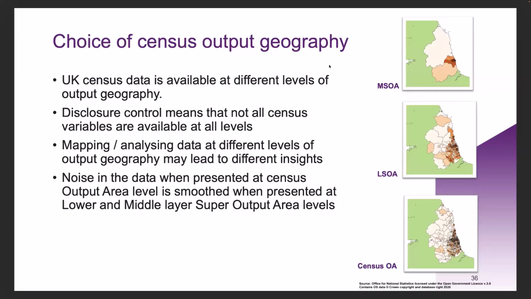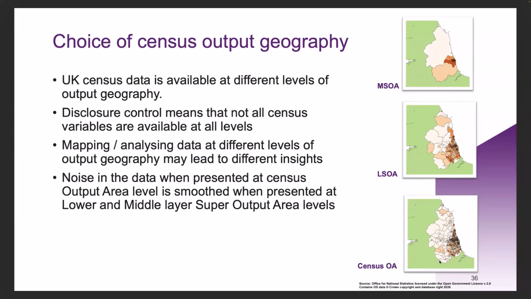So as I said before, the census output geography is available at different levels. But disclosure control means that not all the census variables are available at all levels. And this is what you can see here. This is the same census variable displayed at different output geographies. So we have census output areas here, lower layer super output areas, and middle layer super output areas. And if you analyse the same variable, assuming the data is available at all levels and it's not been impacted by disclosure control, you can get different insights into the variable by looking at different levels of geography.